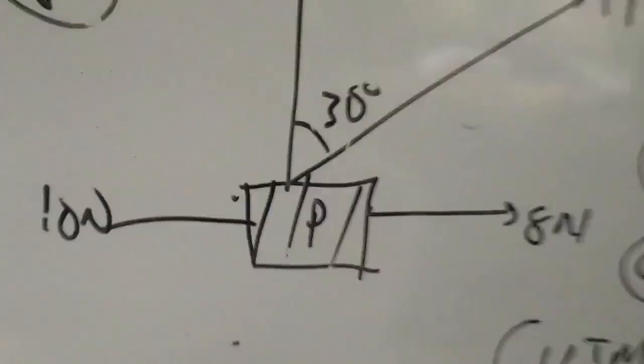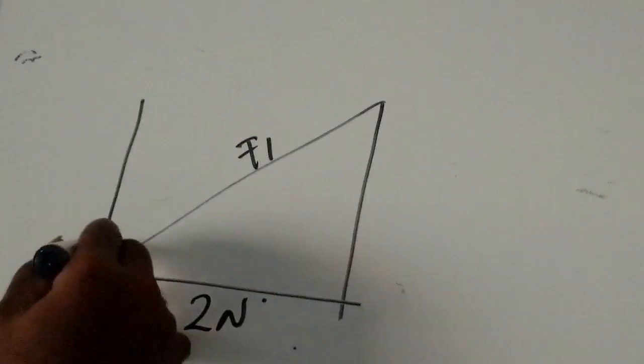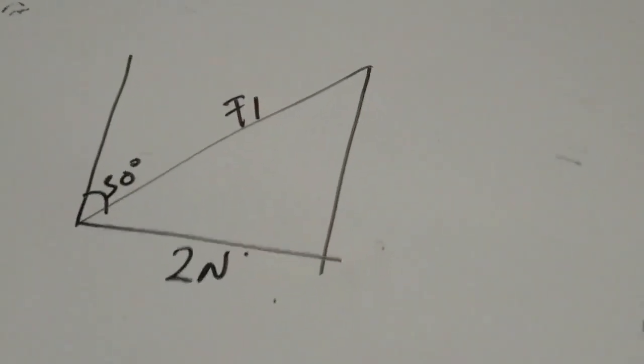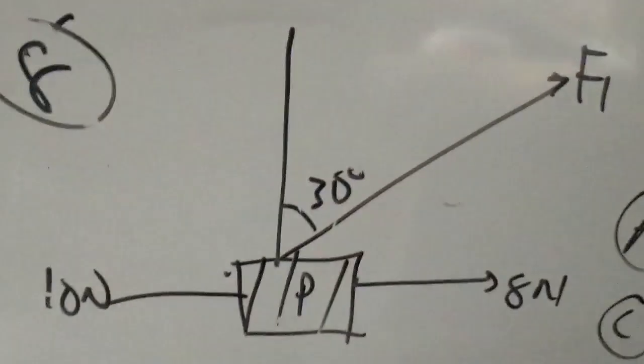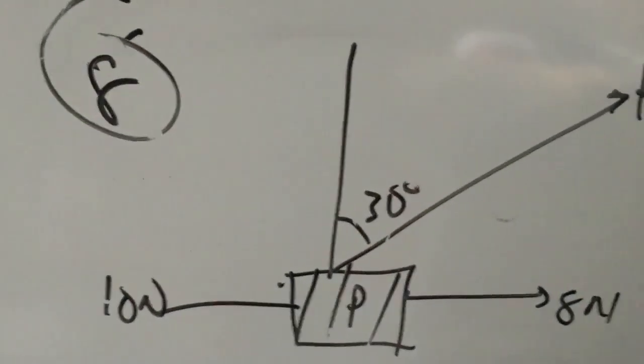So we're going to draw a right angle triangle. The horizontal force now is 2, replacing 10 and 8 Newton. Then we have a vertical force F1 in this direction. The angle inclined to the vertical is 30 degrees. Look at the diagram again. Then we are asked to find the weight of the object P. The weight is this vertical distance W.